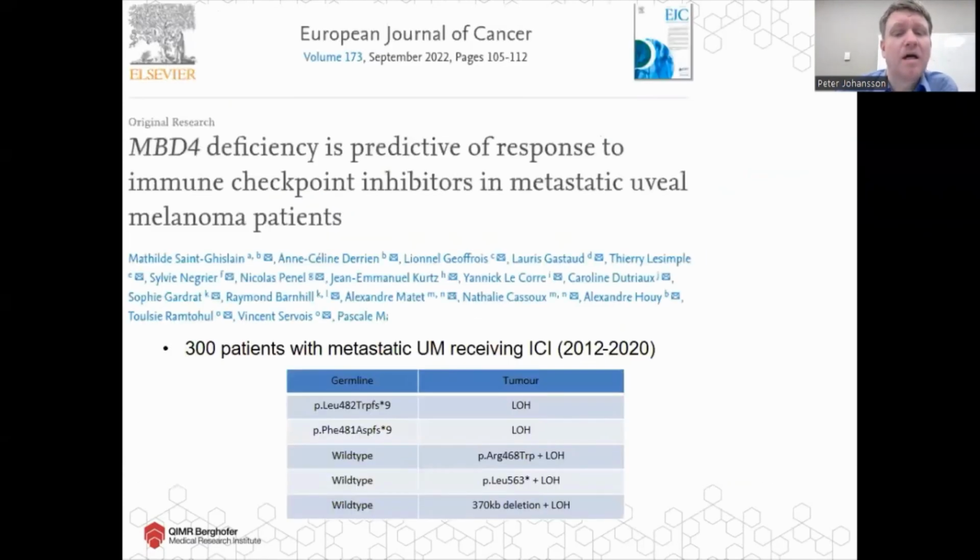And just recently, this month actually, the same French group came out with a paper where they retrospectively looked at all their patients that had received immunotherapy. So in total, 300 patients with metastatic uveal melanoma, and they identified 5 people with deficient MBD4. Interestingly, only 2 of them had germline mutations, and the 3 others had a somatic mutation plus LOH.